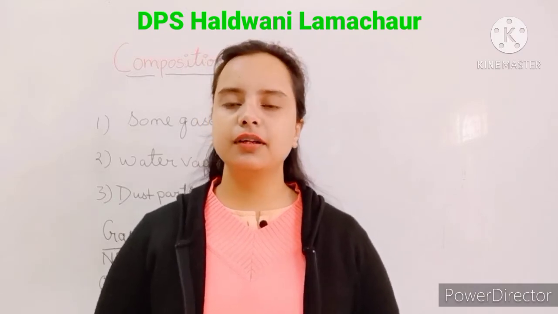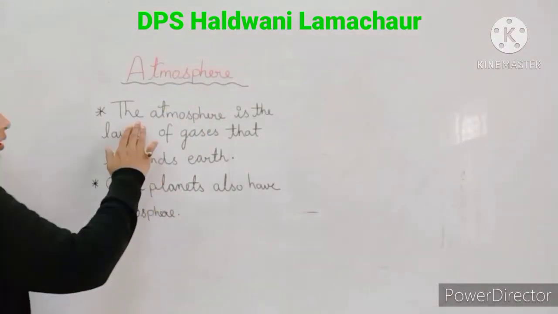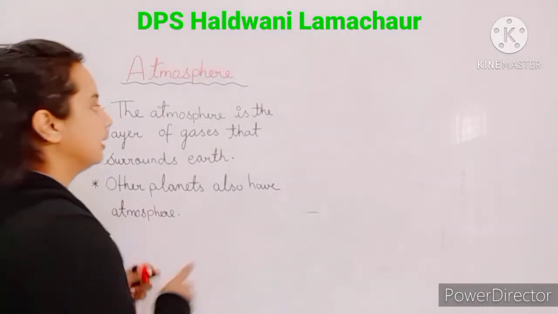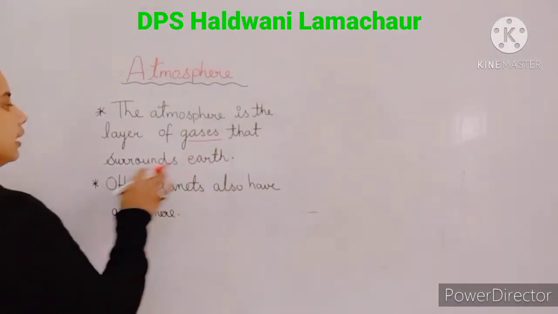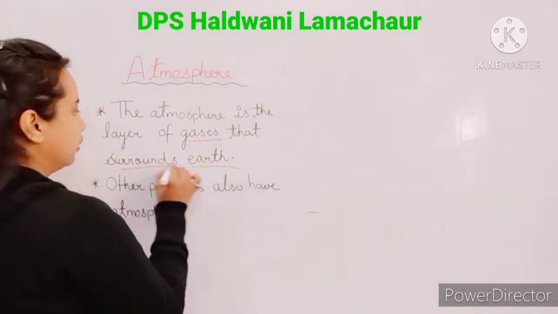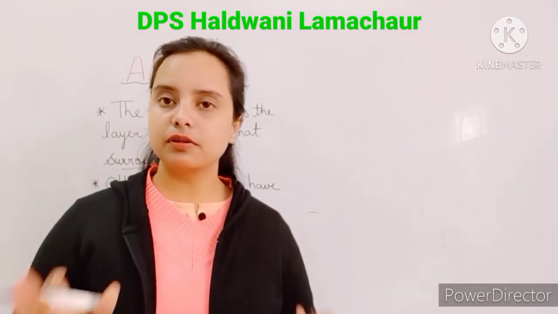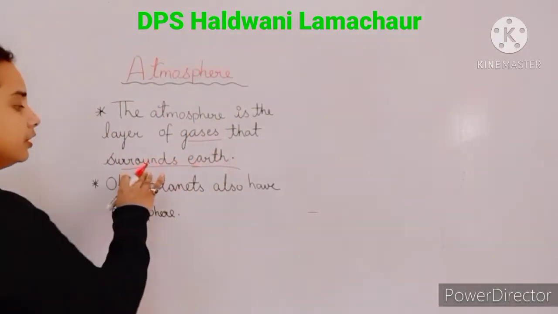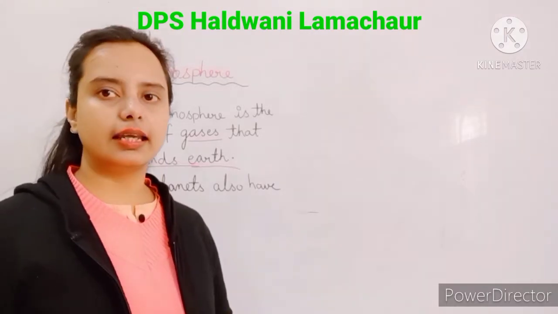Now let's move to the new topic. Now student, what is atmosphere? The atmosphere is a layer of different gases, that surrounds the earth. So in the atmosphere there are different types of gases, a mixture of gases, which surrounds the earth, and hence it is known as air.